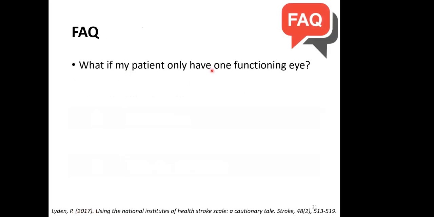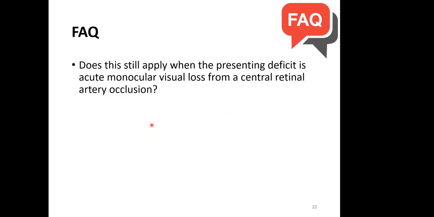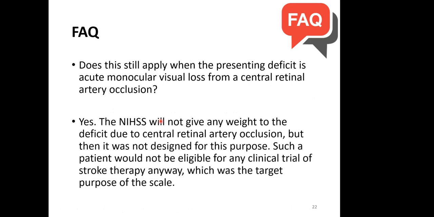Okay. So what if my patient only has 1 functioning eye? The other eye probably got trauma or whatever reason causing only 1 functioning eye. If there is unilateral blindness or enucleation, the visual field in the remaining eye is scored. Only score the remaining eye. Then you might ask, does this still apply when the presenting deficit is acute monocular visual loss from a central retinal artery occlusion? The answer is yes.